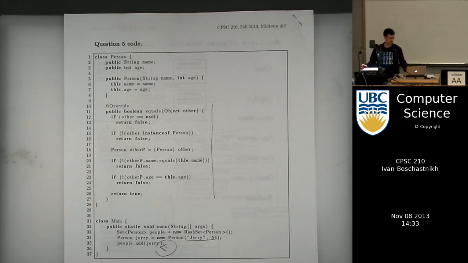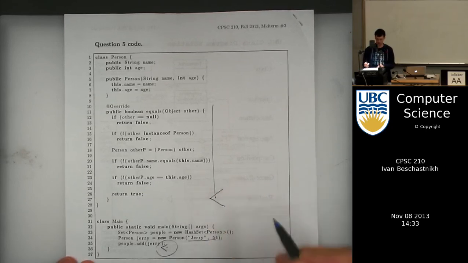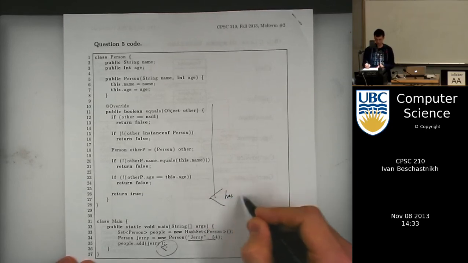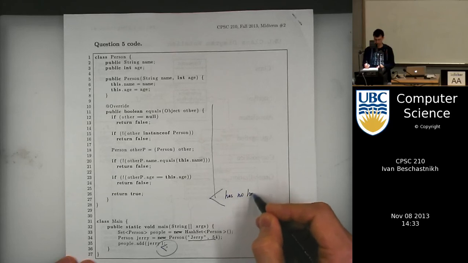Second question, more tricky. I now create a new Jerry. My Jerry has the same exact data. Its name is Jerry and its age is 54. And the answer to this is false again because note that this thing has no hash code.